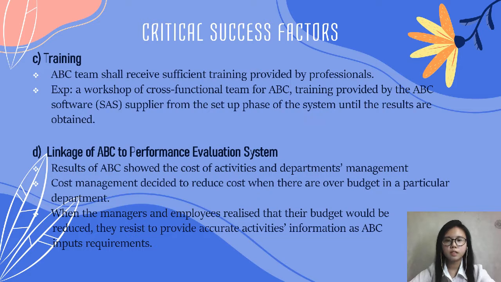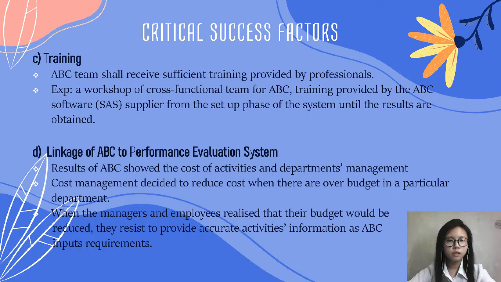The third critical success factor is the training. The ABC team of a telecommunication company shall receive sufficient training provided by professionals. For example, the company can provide a workshop of a cross-functional team for ABC, and another type of training can be provided by the ABC software suppliers, from the setup phase of the ABC system until the results are obtained.